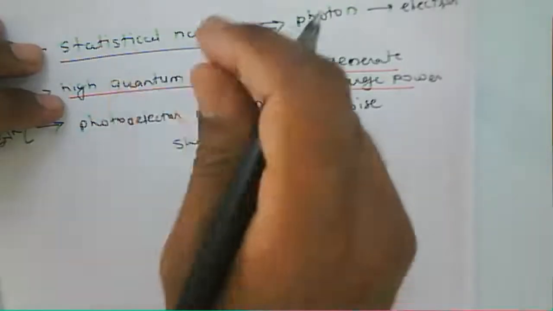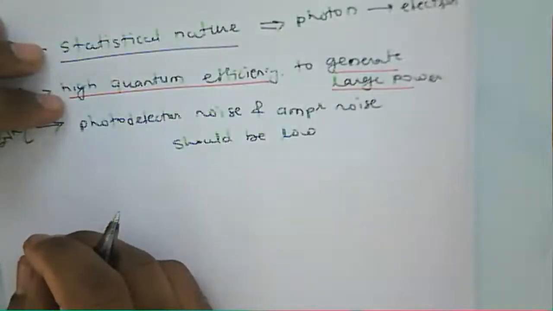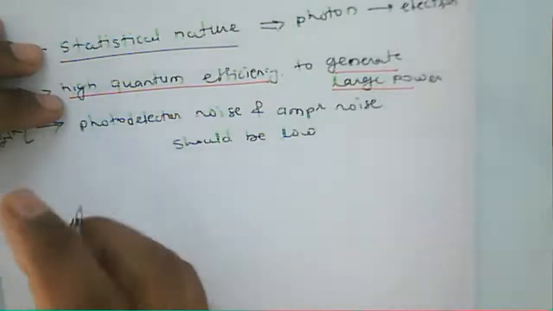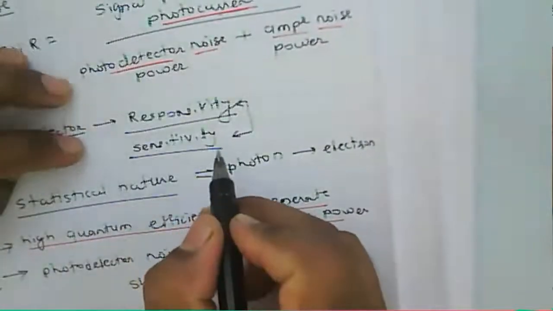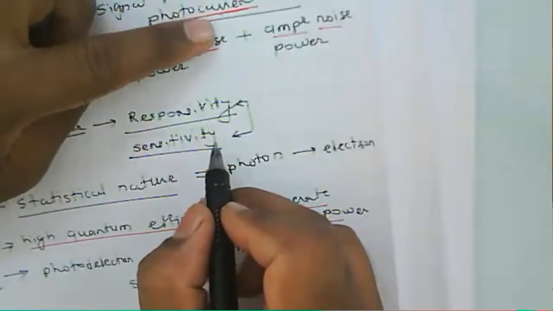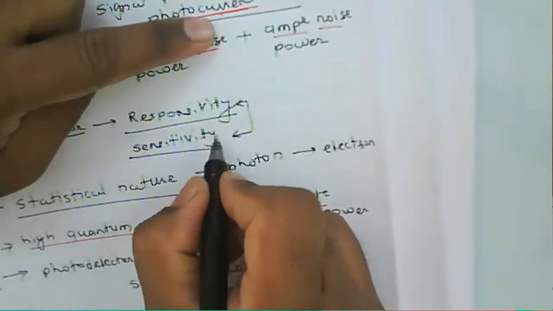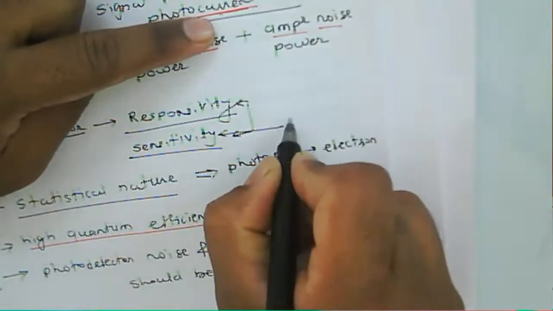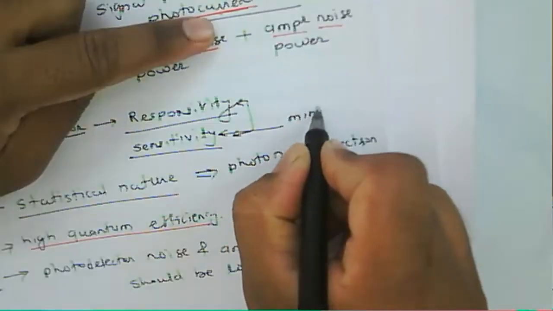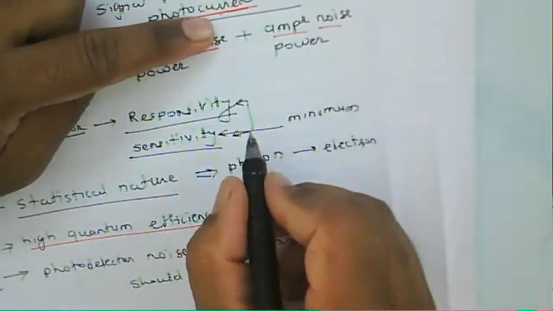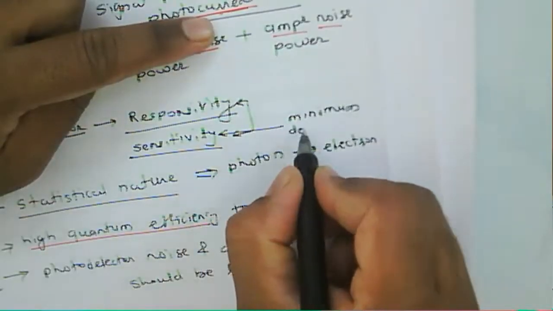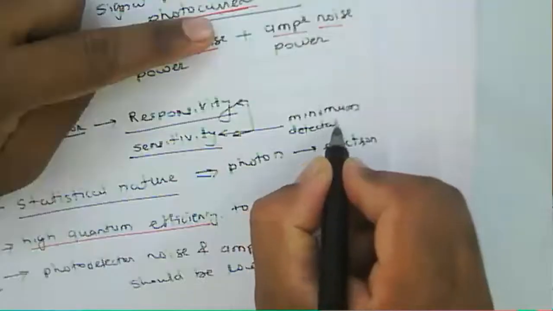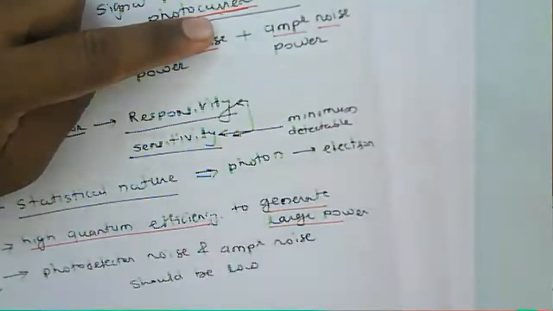So that's why there will be noise generated, and for the detector we talk about sensitivity. That sensitivity we can say is the minimum detectable output power, and that will be the sensitivity.